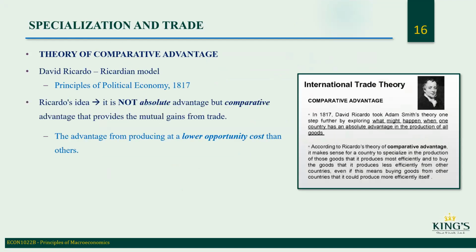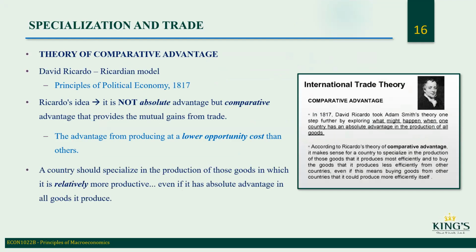So it's not absolute advantage, but comparative advantage that provides mutual gains from trade, the advantage of producing at a lower opportunity cost than the others. So countries should specialize in production of those goods in which they are relatively more productive, even if they have an absolute advantage in all goods they produce. So absolute advantage is a special case of a comparative advantage.